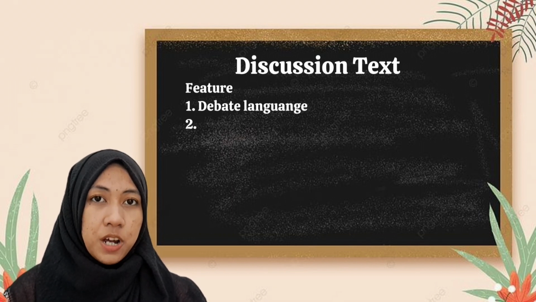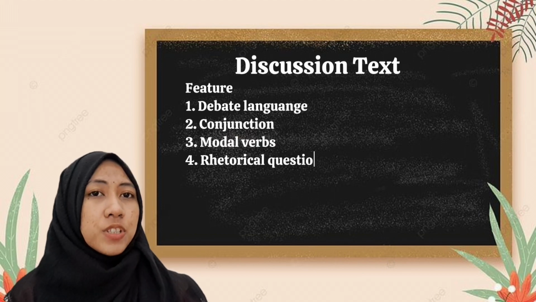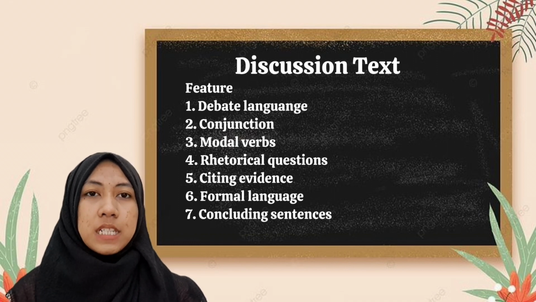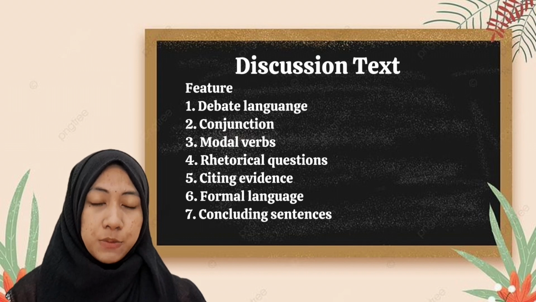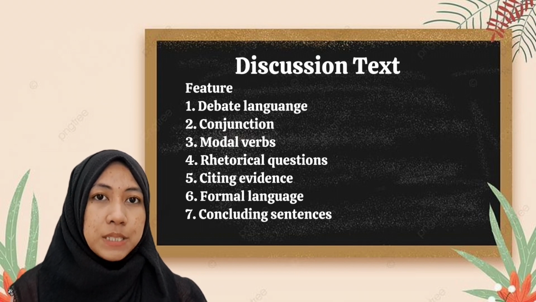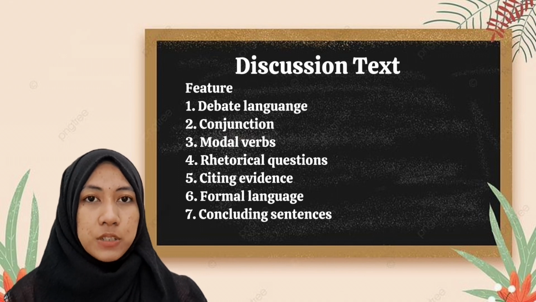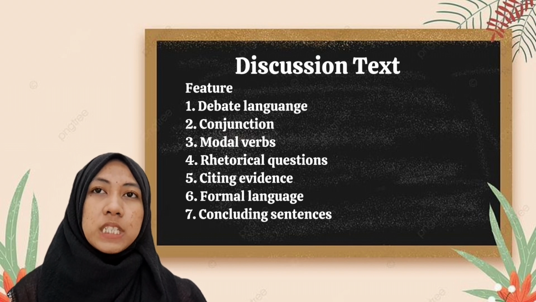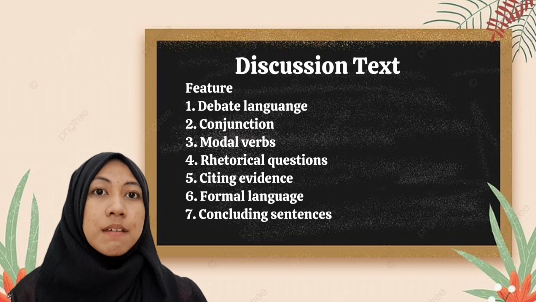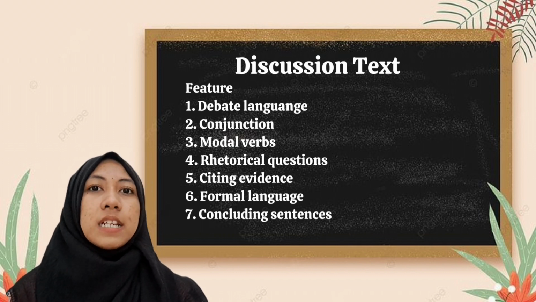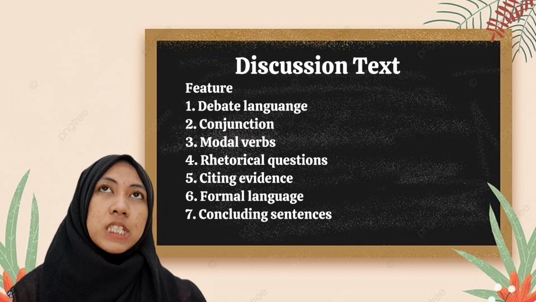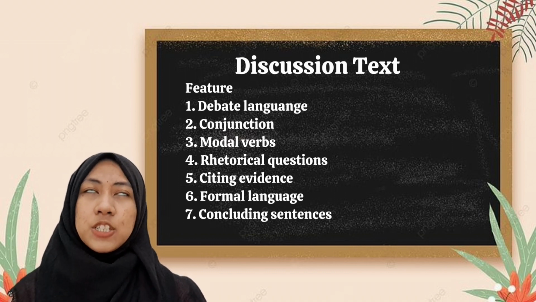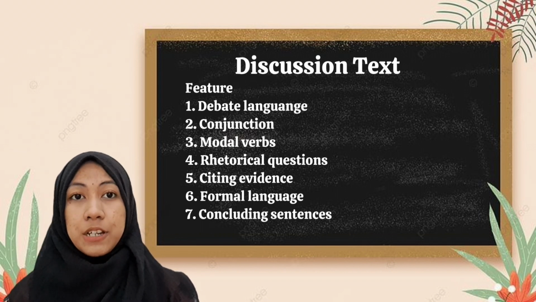So for the language features of the discussion text, texts are characterized by specific language. First is the debate language. The use of language that reflects a debate or argumentative tone. This includes phrases such as on the one hand, on the other hand, which is a signal of contrasting viewpoints. And then conjunctions. The use of conjunctions like however, although, while, on the contrary, is to connect and contrast different ideas and arguments.